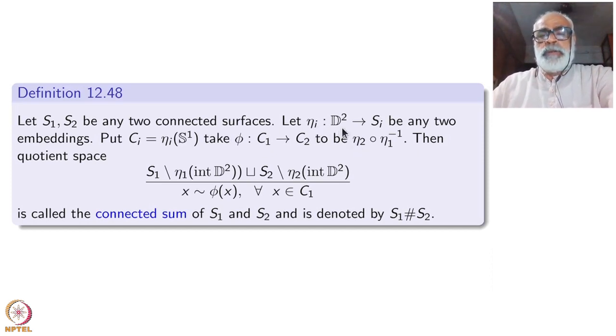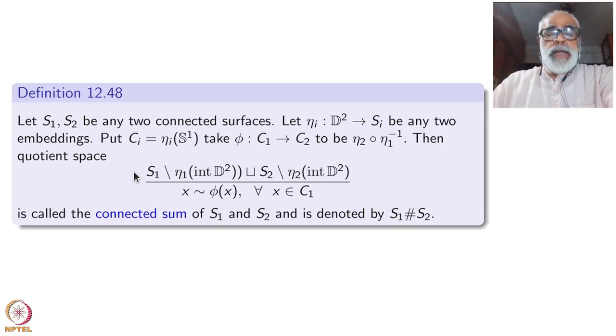Start with two embeddings of the closed disk D2, eta 1 and eta 2, into S1 and S2 respectively. Put Ci equal to eta i of the boundary circle. Take phi from C1 to C2. C1 is the image of the boundary circle, so it is contained inside S1, and C2 inside S2. So take phi to be eta 2 composite eta 1 inverse, where eta 1 inverse is restricted to the boundary here.